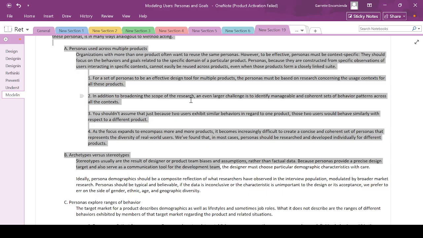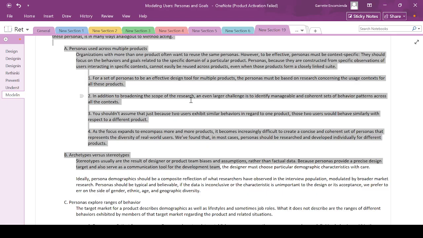Organizations with more than one product often want to reuse the same personas. However, to be effective, personas must be context specific. They should focus on the behaviors and goals. They should focus on the most important ones, boiled down, to avoid cognitive conflict and confusion with different contexts.